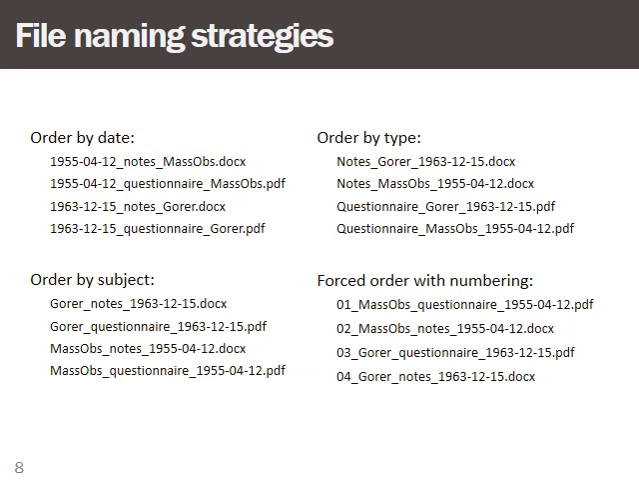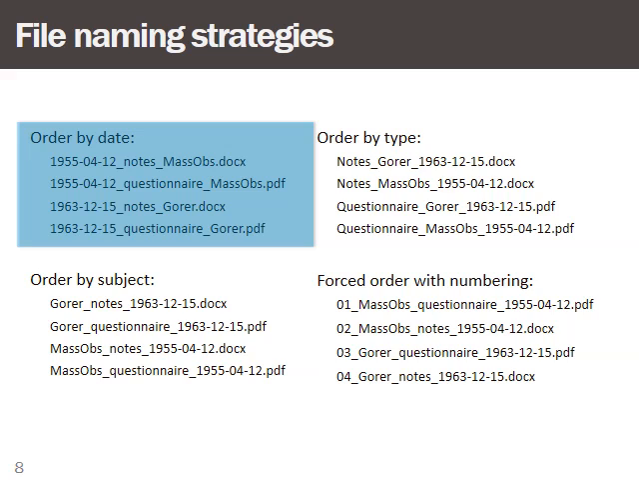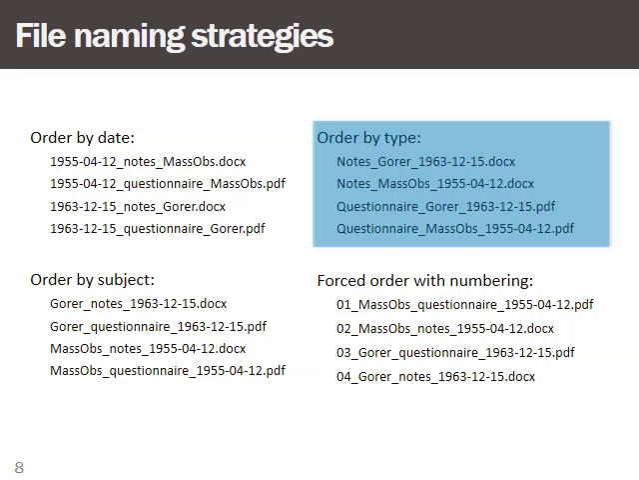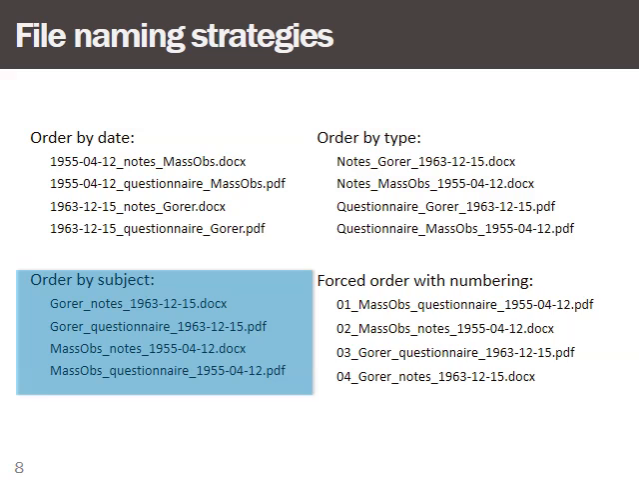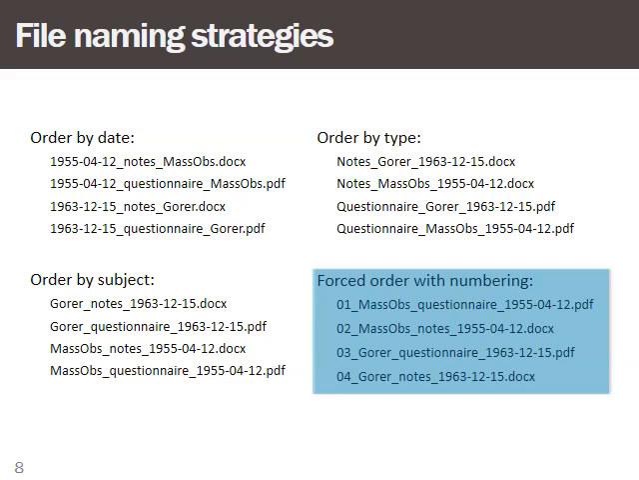Here are some examples of file naming strategies you might want to try. The first example shows files ordered by date. Note this convention allows sorting by date. The second example shows files ordered by type. This one is by content type or file type. Note the docx or PDF file extensions. Another option is to order files by subject. And the last example forces a particular ordering with numbers. Note a 2-digit system. Depending on how large your file collection is, you may need 3 digits.